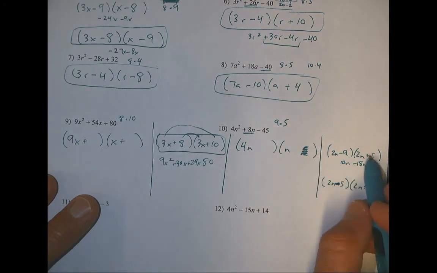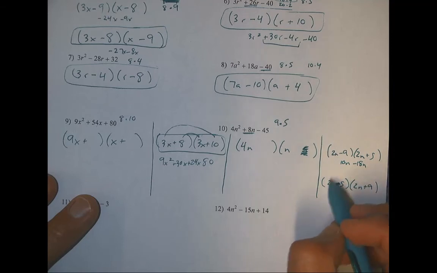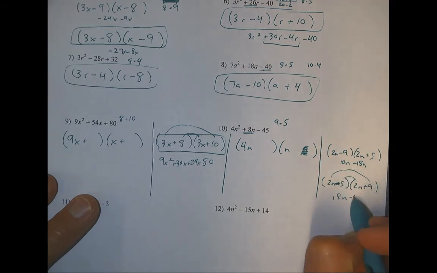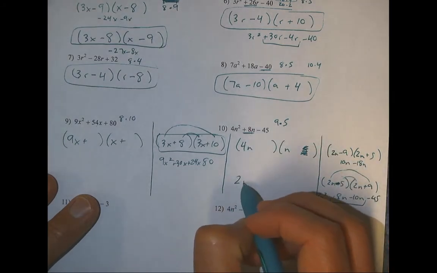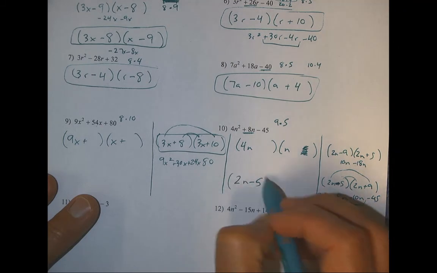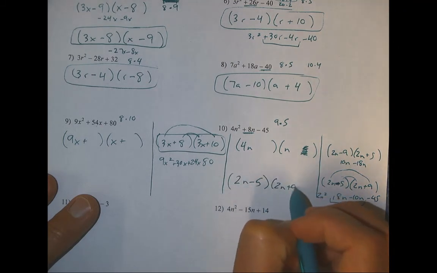And here where we switched, the 5 is now negative and the 9 is positive. You are going to get an 18n from this, and you're going to get a negative 10n from this. And of course up front you get the 2n squared, and you get the negative 45. But these two are going to come together to make a positive 8. So this is the correct answer. I'm just going to rewrite it. 2n minus 5, 2n plus 9.